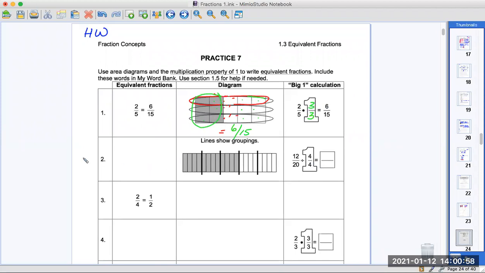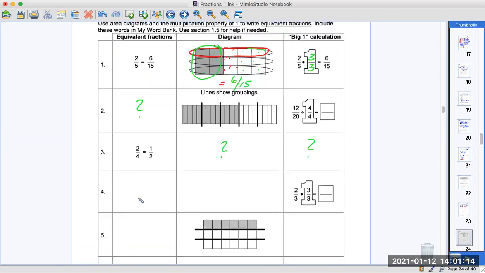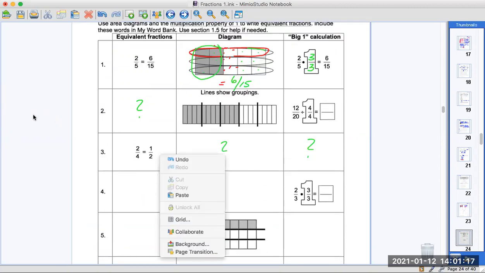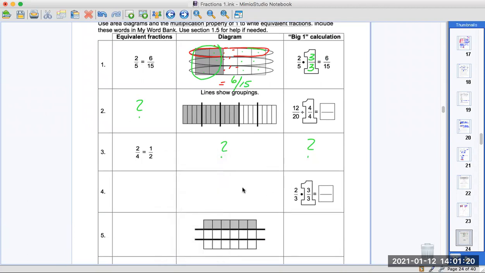And now you're going to do number 2, and you're doing it backwards. So you're getting the big 1, and you need to come up with this part here. So your question is this. Here, you got to fill in this and this. Let's see how you're doing. With this one, you only have this clue to go by. You need to draw an area model and then come up with the equivalent fractions. Okay, and here you got the area model. You need to come up with the equivalent fractions and the big one. So good luck on that. That's your homework.